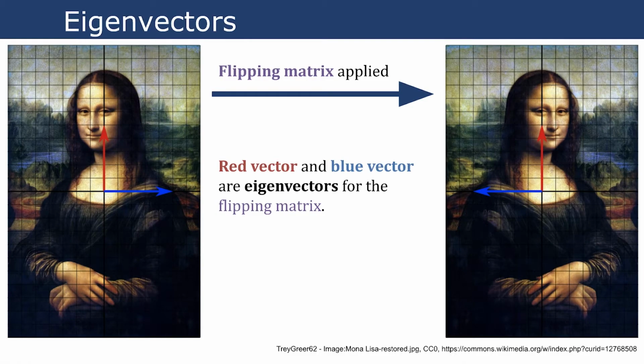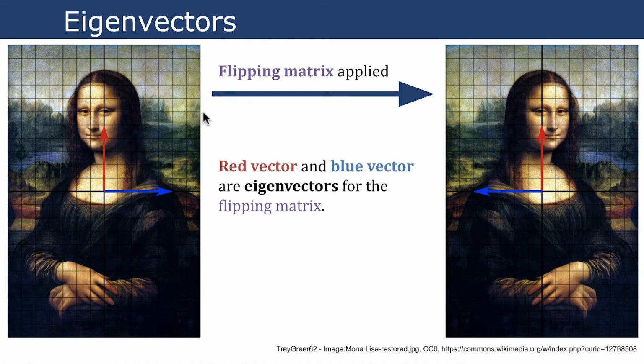The concepts of eigenvectors and eigenvalues go hand in hand, as you'll see in a moment, but let's start off by talking about eigenvectors on their own. So let's say we had a painting of the Mona Lisa, and to make it easier to understand the idea of eigenvectors, we've drawn a grid on top of the Mona Lisa, and we have basis vectors here, certainly orthogonal vectors, a red vector that's vertical and a blue vector that's horizontal.